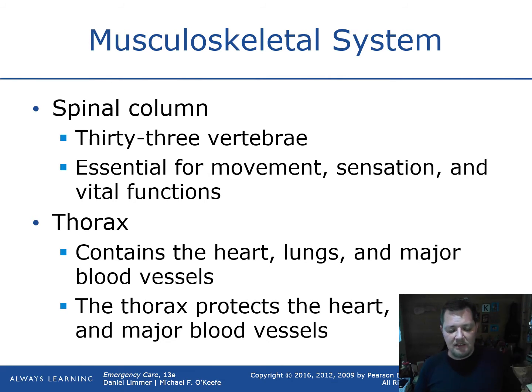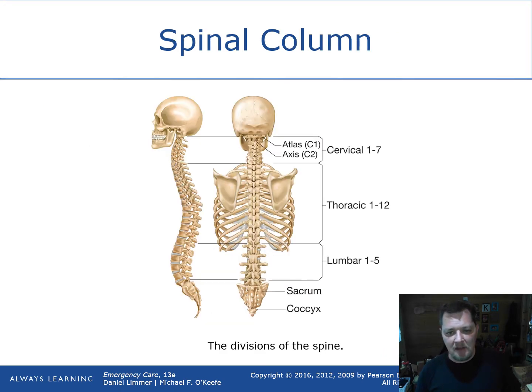Your thorax is your chest cavity, and it contains the heart, the lungs, and major blood vessels like your aorta, your ascending aorta, your descending aorta, and it contains all of that. Okay. So this is your spinal column. All right. So you've got your cervical spine, which is 1 through 7. You've got thoracic spine 1 through 12, lumbar spine 1 through 5. You've got your sacrum and your coccyx.